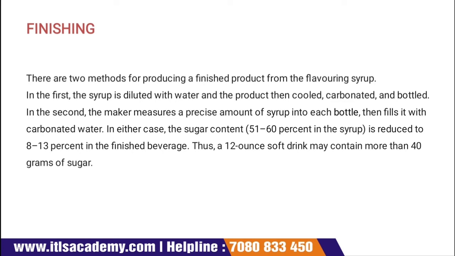In either case, the sugar content that is 51 to 60% in the syrup, एक syrup में जो sugar content होता है वो 51 to 60% होता है, is reduced to 8 to 13% in the finished beverage. Starting में the percent is 51 to 60%, but at the end, the finished beverage has a sugar content of 8 to 13%. Thus 12 ounce soft drinks may contain more than 40 grams of sugar. So इसीलिए जो sweet CSDs की जो market है is now decreasing.